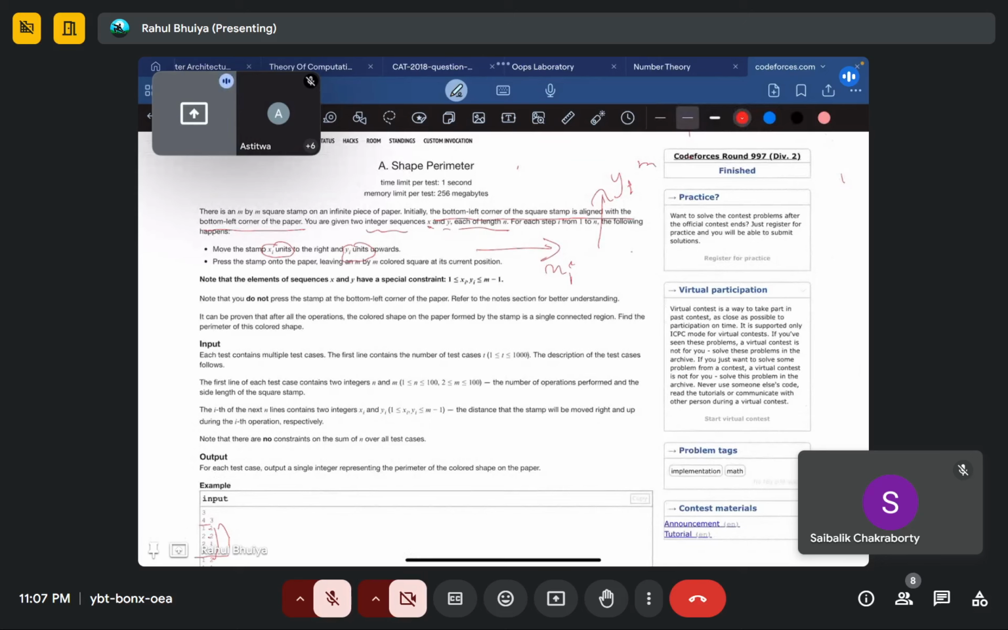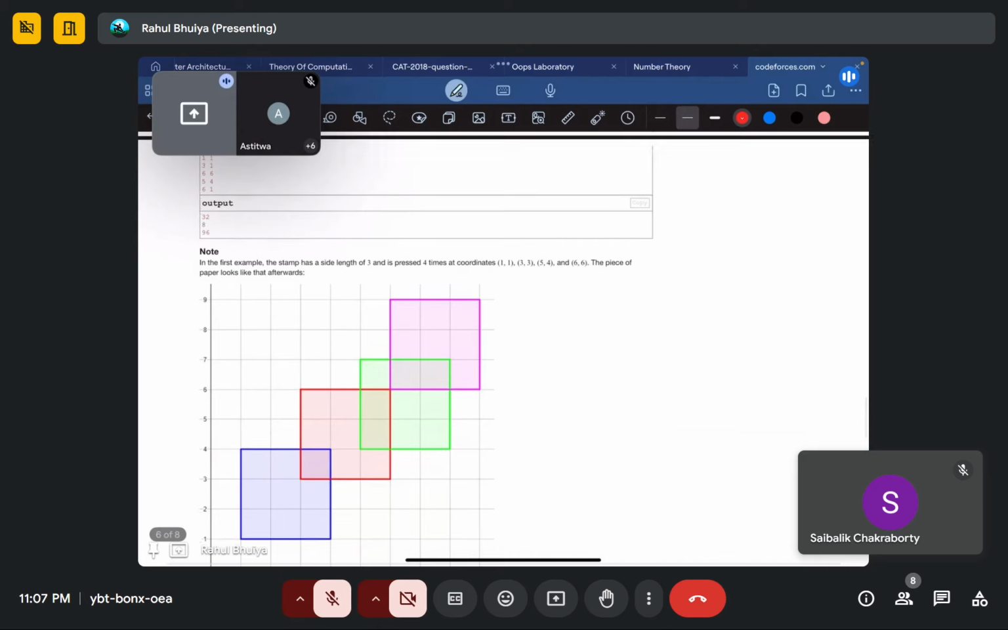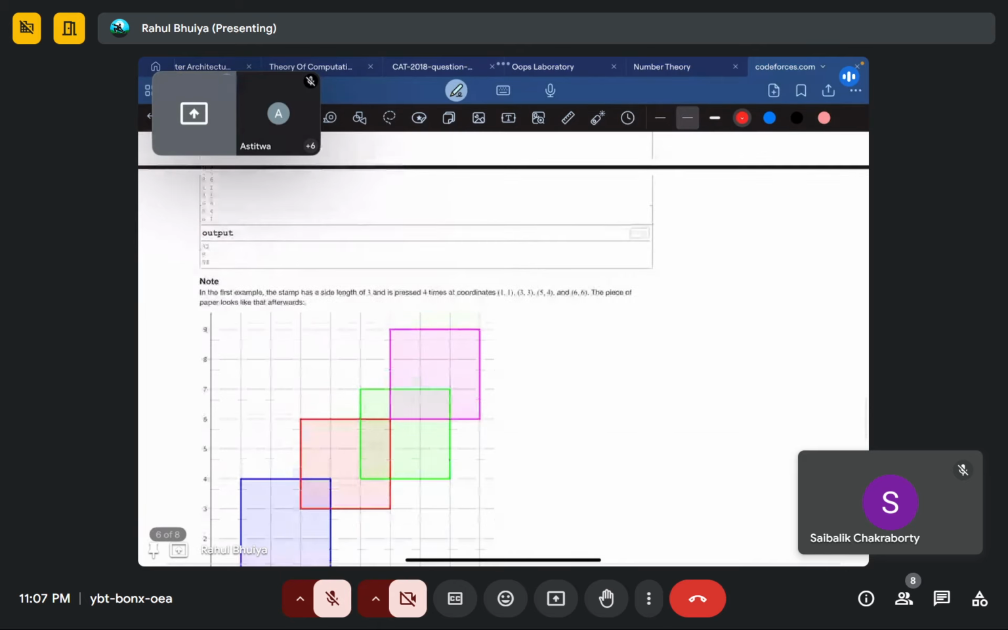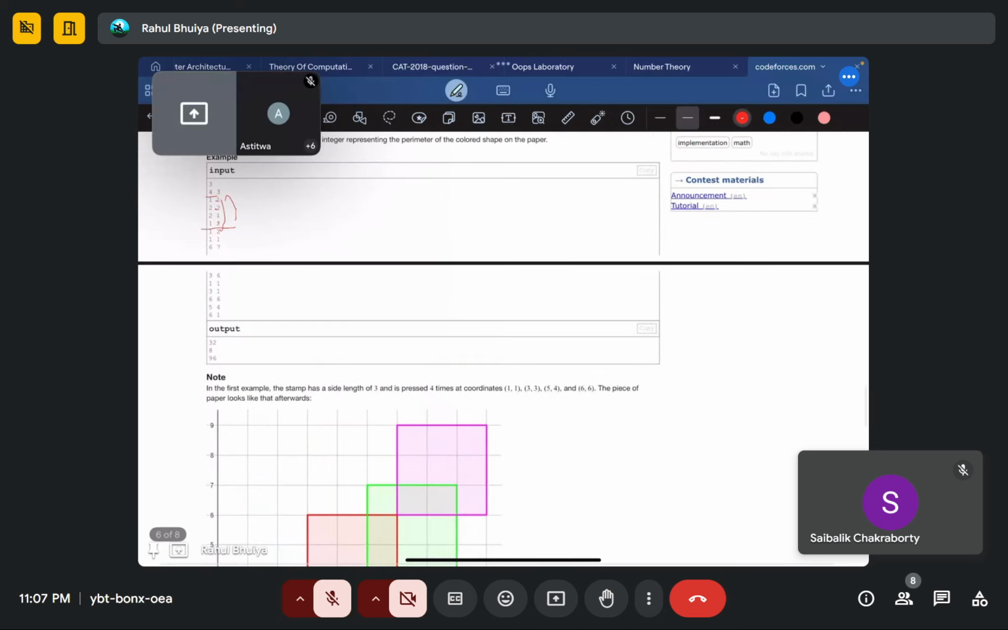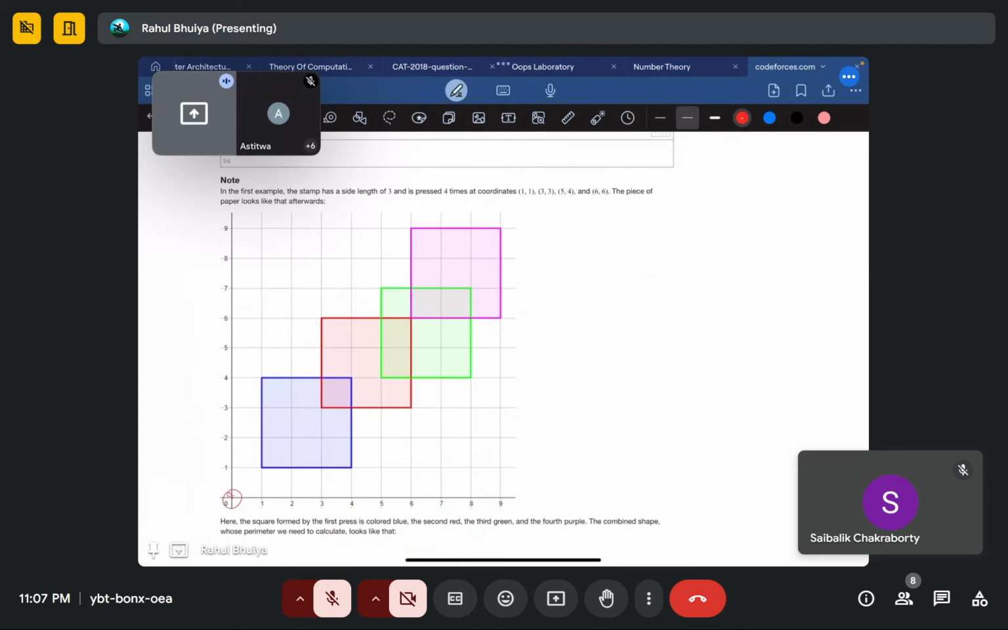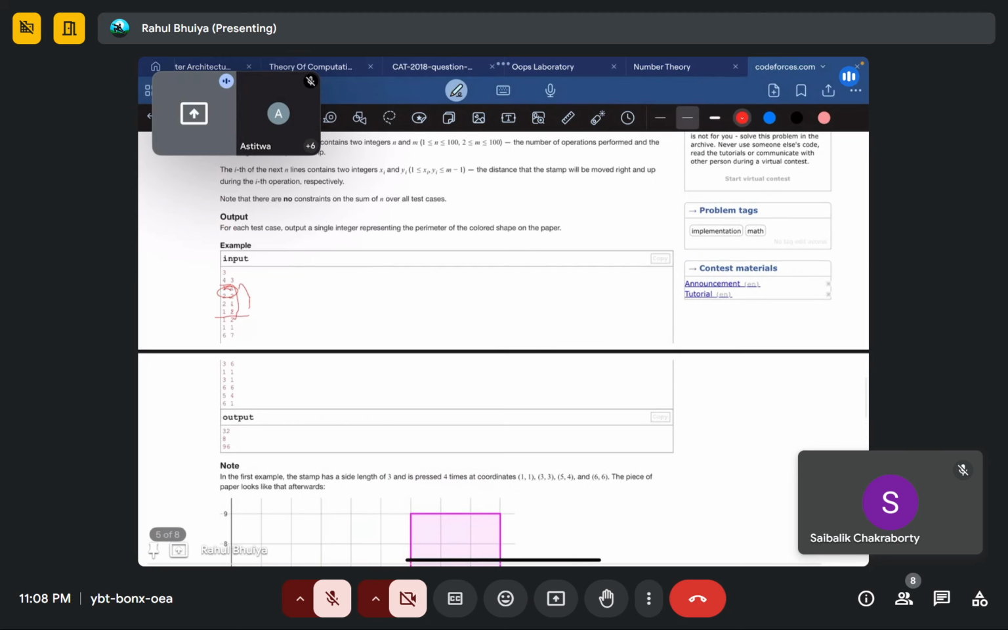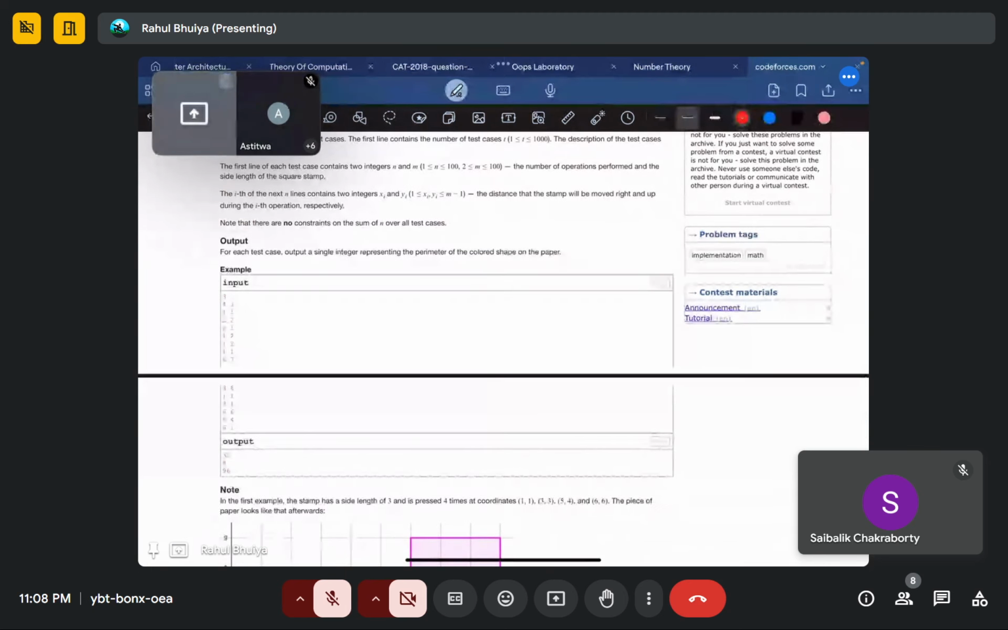then it is said to find the perimeter of the colored region. So here is an example given. Let's see, this is the first example. He is starting from 1 comma 1, meaning he was at 0 initially. So he went one in this direction, one in this direction. He reached here. Then he put a stamp. This will be of dimension m cross n, and m is given like here, 3.